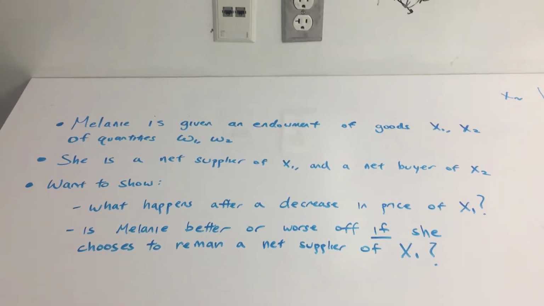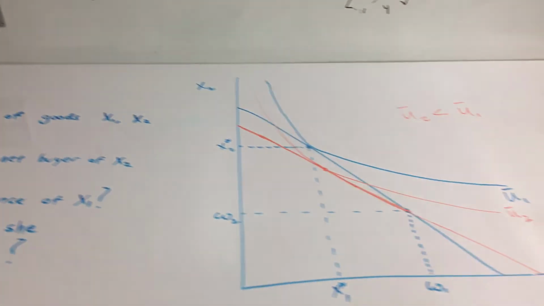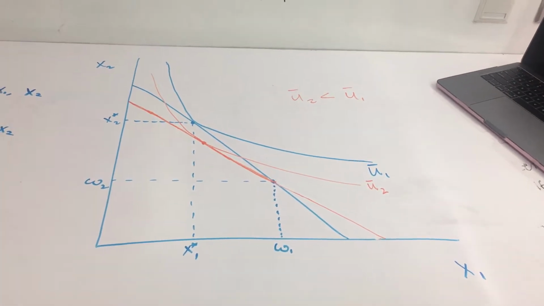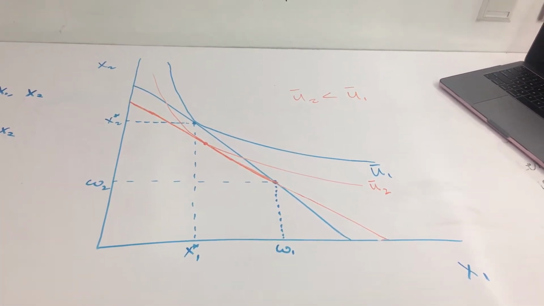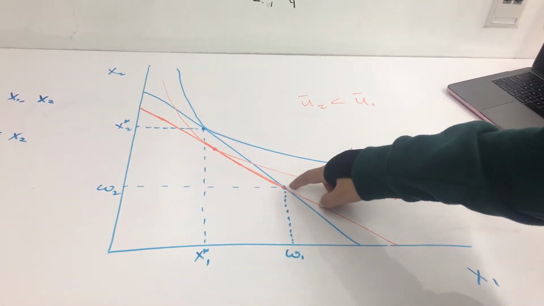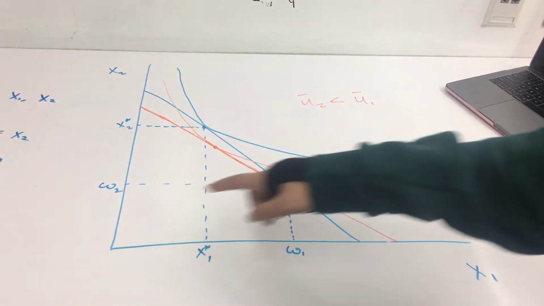if she chooses to remain a net supplier of X1? So over here on the graph, in the blue, we've drawn the original budget constraint and indifference curve. And right here we have the original endowment, so this hasn't changed. This is omega 1 and omega 2.